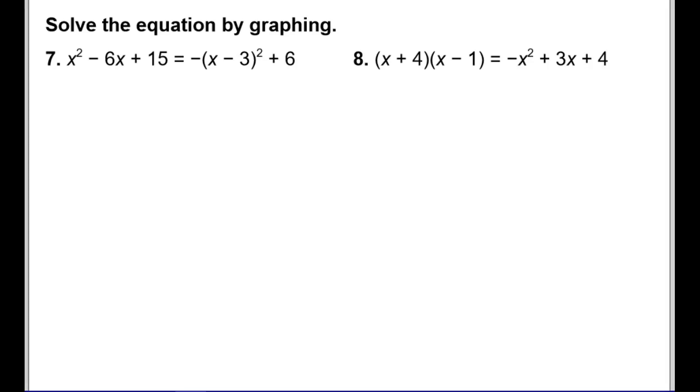So here I want you to try these ones, and I would definitely use Desmos for these. You can use a graphing calculator if you have it. Either one will work. So now let's look back at our learning targets.